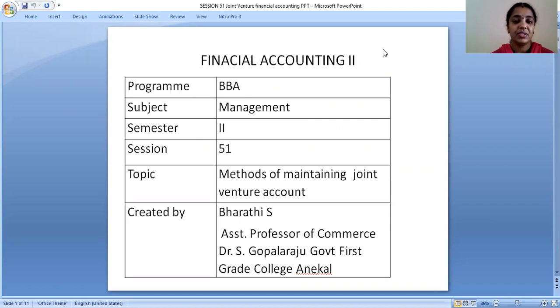In the last session, we discussed the meaning of joint venture, the objectives of joint venture, the difference between joint venture and consignment, and also the difference between joint venture and partnership. So in this session, we are going to discuss the methods of maintaining joint venture.